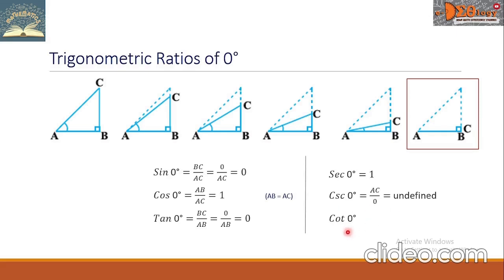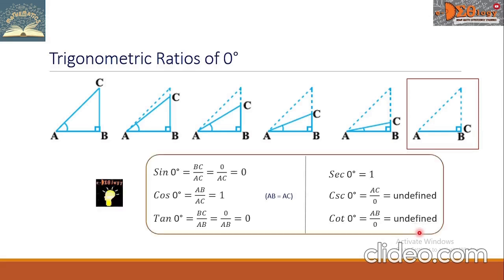Next, cotangent 0 degree. Cotangent is the reciprocal of tangent. So in the figure, we write here AB over 0, and this will be equal to undefined also. So cotangent 0 degree is undefined. These are the trigonometric ratios of 0 degree.